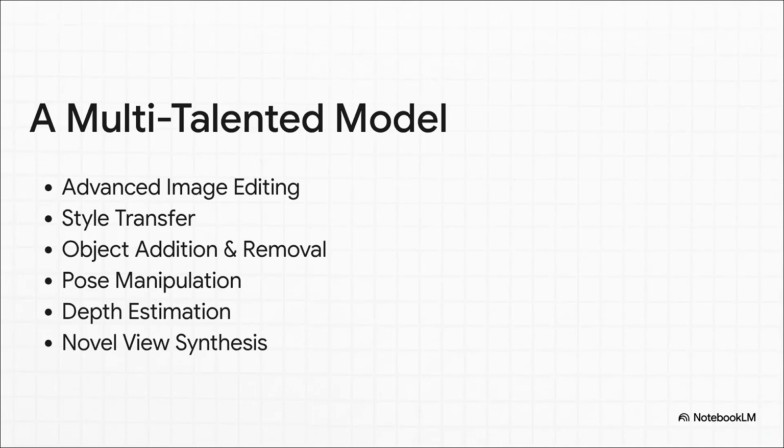And believe me, it's so much more than a text generator. This thing is a total powerhouse. The paper shows off its skills in advanced editing, like transferring an artistic style to a photo, seamlessly adding or removing objects, or even changing a person's pose. It can even do complex stuff like estimating depth in a 2D image. It's a true multi-talented model.